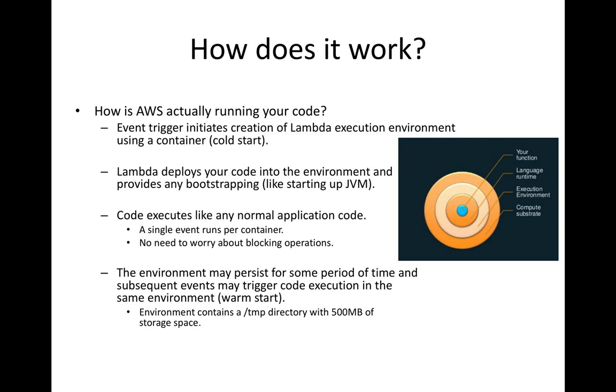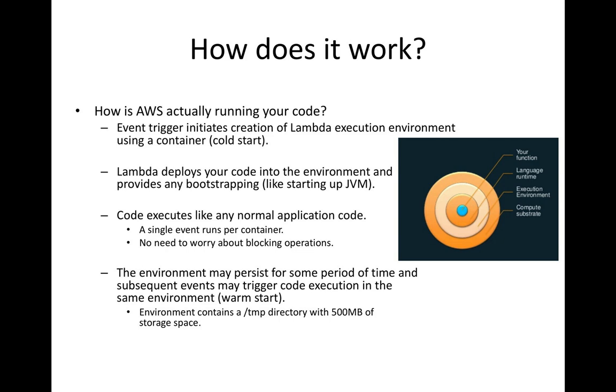What's interesting about Lambda is that each Lambda function invocation runs in a separate container. So it's never the case that a single container is supporting multiple requests simultaneously. What that means is that you don't have to worry about any sort of blocking operations within the container environment, because every single request, every single invocation is going to get routed to a completely separate Lambda function running in a separate container.